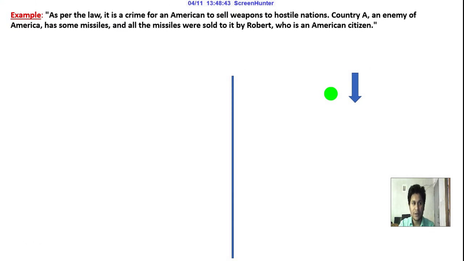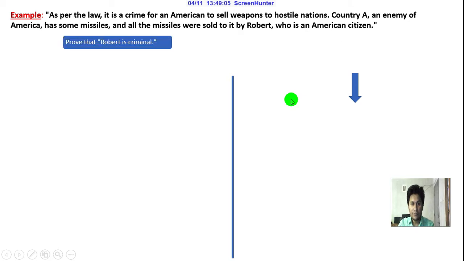We can see an example. We can see a question. As per the law, it is a crime for an American to sell weapons to hostile nations. Country A, an enemy of America, has some missiles, and all the missiles were sold to it by Robert, who is an American citizen. Prove that Robert is a criminal.